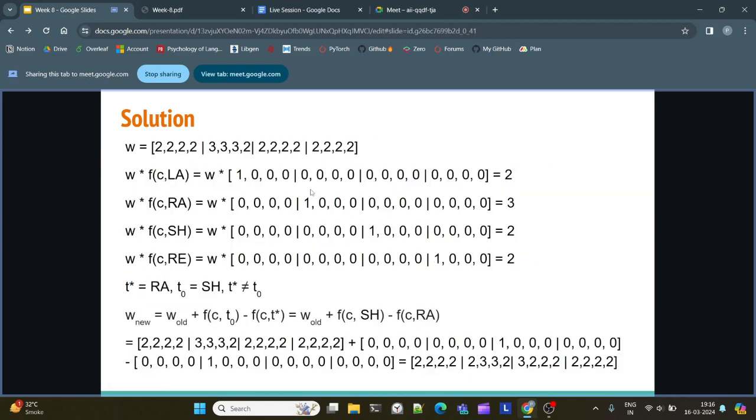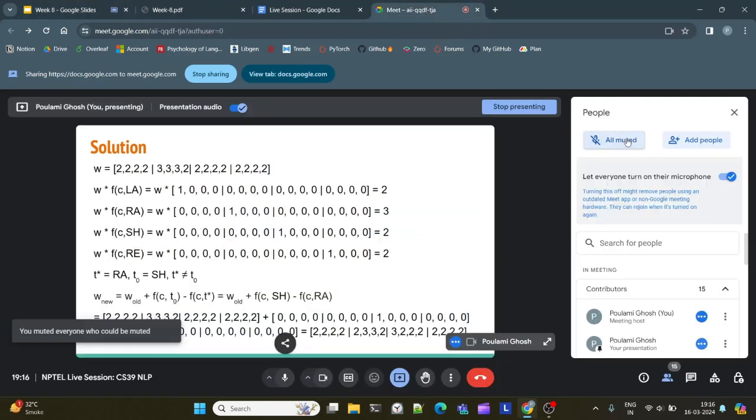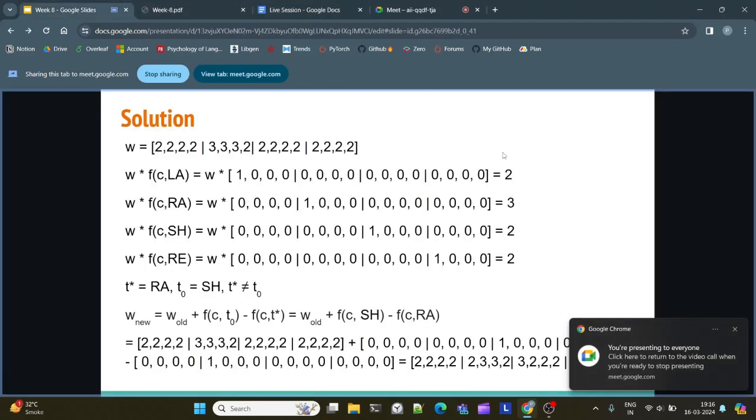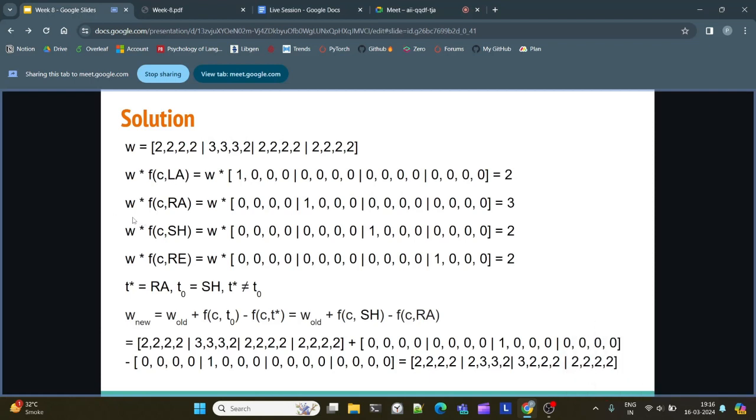What do I obtain upon multiplication? All of these are 0. Only the first elements are getting multiplied, and we get a value of 2. Similarly, I do the same process for right arc, shift, and reduce, and I get the corresponding values of 3, 2, 2. Based on these, I need to see which one is the maximum value. I see that right arc gives me the maximum value.